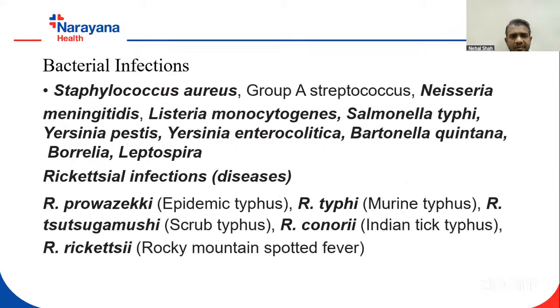Among bacterial infections, the most common are good old Staphylococcus, group A Streptococcus, Neisseria, Listeria, Salmonella typhi, which is most common in the current season, Yersinia, Bartonella, Borrelia, Leptospira, and rickettsial infections, which are not very common, but we do see odd cases once in a while.